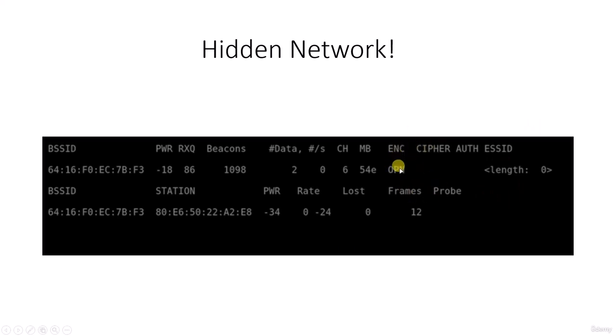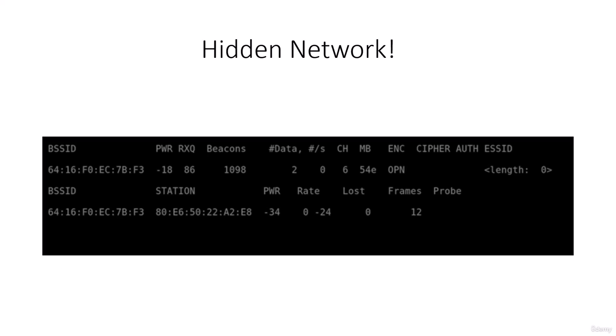So it will not be able to determine its name. But what we can also do is see that there is a client connected to the network right here, because, as we said in the second lecture, Airodump-ng shows us the connected devices. So we can see that there is a device connected to this network, and the device has a MAC address.